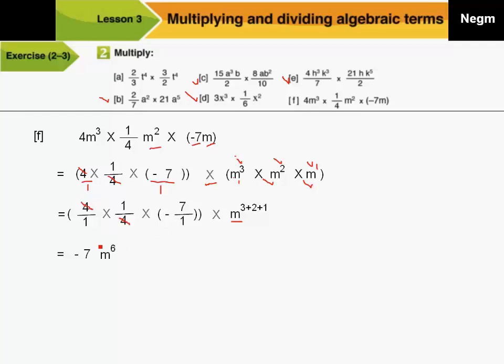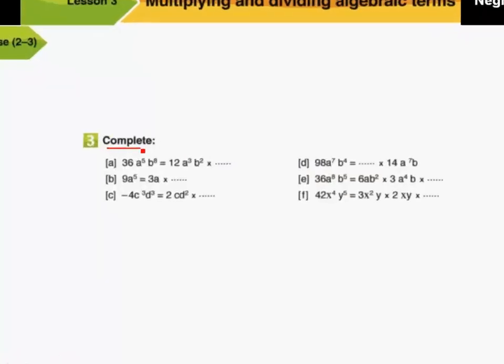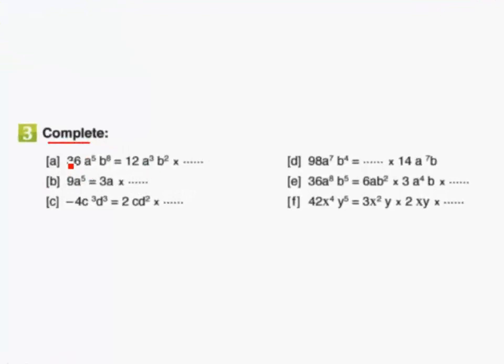This will be -7m to power 3 plus 2 is 5, plus 1 is 6, plus 6. This is the final solution, which is -7m to power 6. Complete A.